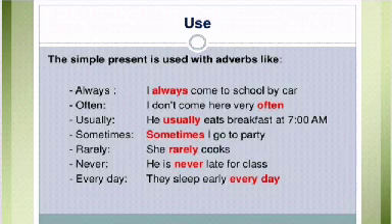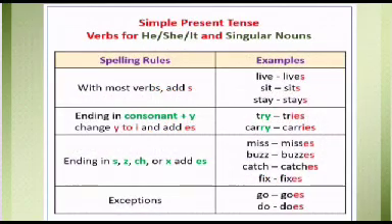Next, we use adverbs like always, often, usually, sometimes, rarely, never, every day. These adverbs we can use in the sentences of simple present tense. Next, this is the simple present tense verbs for he, she, it and singular nouns. I have already taught you before. Here is a diagram, these are clear examples that you need to learn.